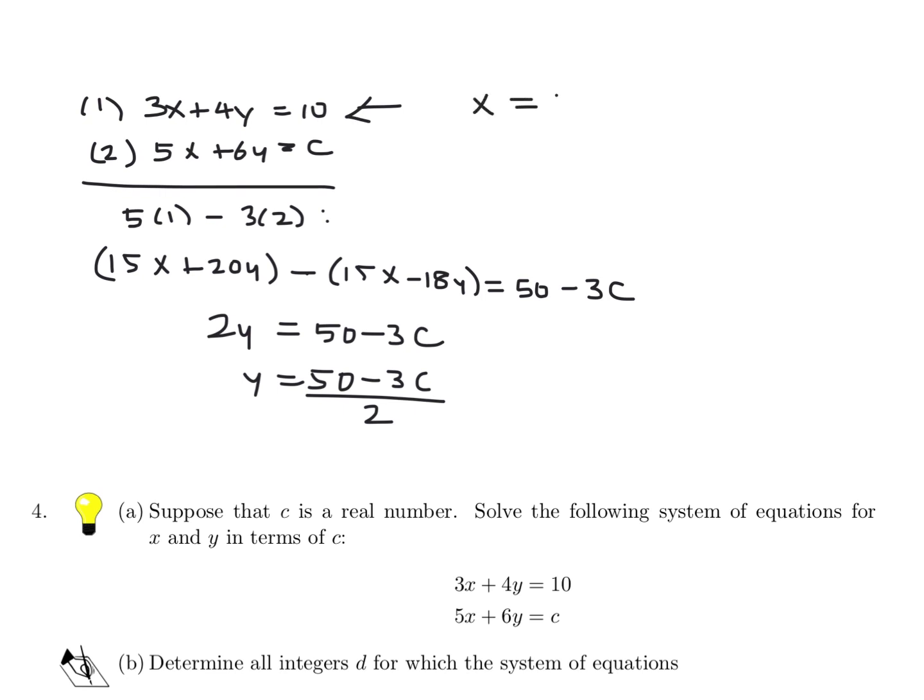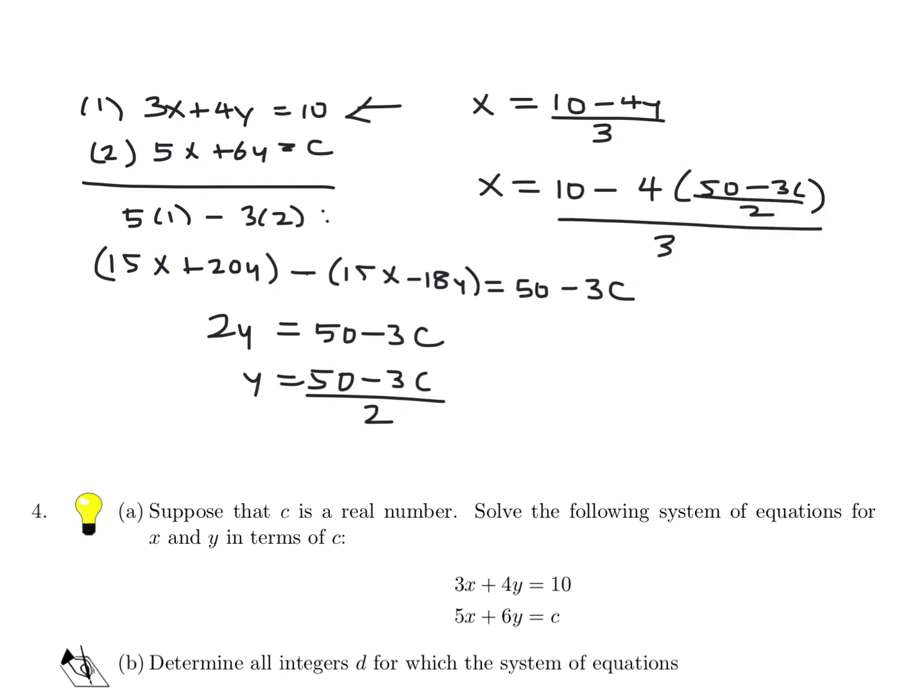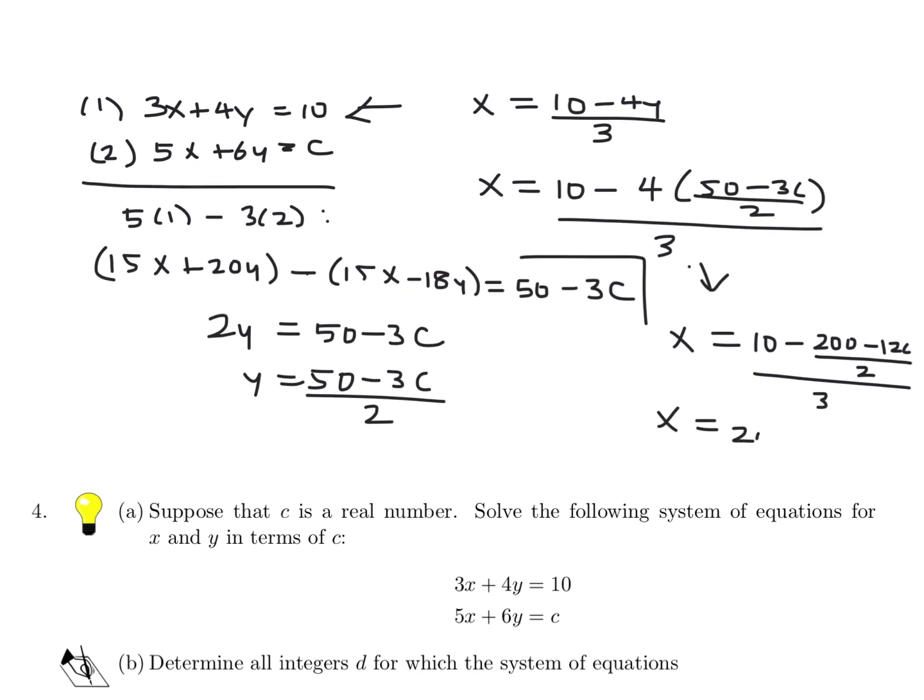So x, if you isolate for that, is 10 minus 4y over 3. So if you plug it in there, it's x is 10 minus 4 times y, which is 50 minus 3c over 2, all over 3. And then this continues as x is equal to 10 minus 200 minus 12c all over 2, I believe. And then that's all over 3. So this becomes 20 minus 200 plus 12c. Don't make that mistake. All over 2. And that's multiplied by 1/3.